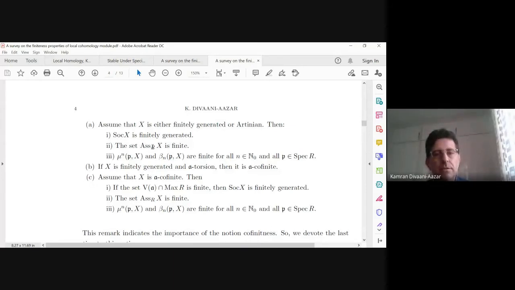And the second, the set of associated primes of X is finite. And the third, for any integer n and any prime ideal p, the nth Bass number of X with respect to p and also the nth Betti number of X with respect to p are finite. These three statements are true if X is either finitely generated or Artinian. One can check it very easily.